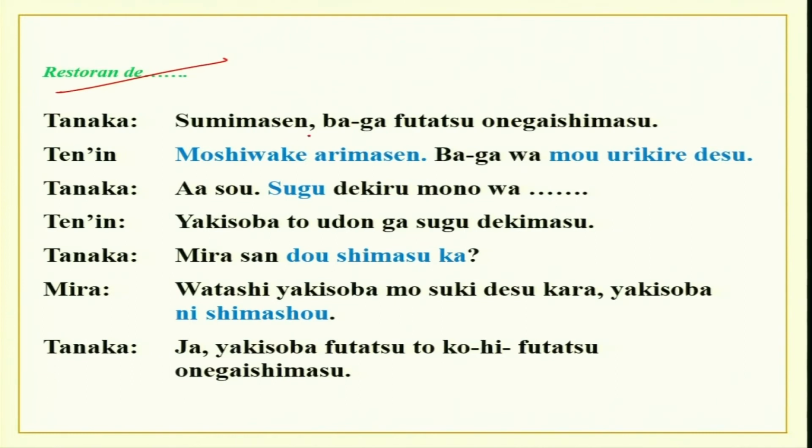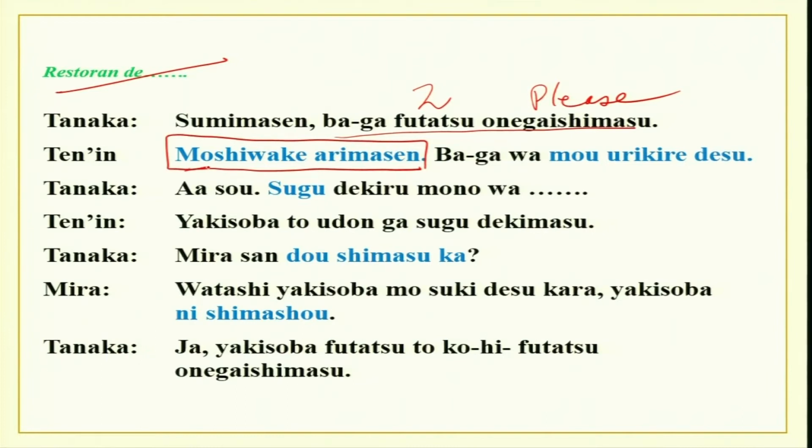Sumimasen, baga futatsu onegai shimasu. Baga is burger. Futatsu is 2. Onegai shimasu, please. Moshiwake arimasen. Baga wa mo urikire desu. Moshiwake arimasen. I am extremely sorry. So, this is the most polite way of apologizing. You have seen sumimasen, gomenasai, then moshiwake arimasen. I am sorry, but I have to tell you that it is not available. Baga wa mo already urikire desu.